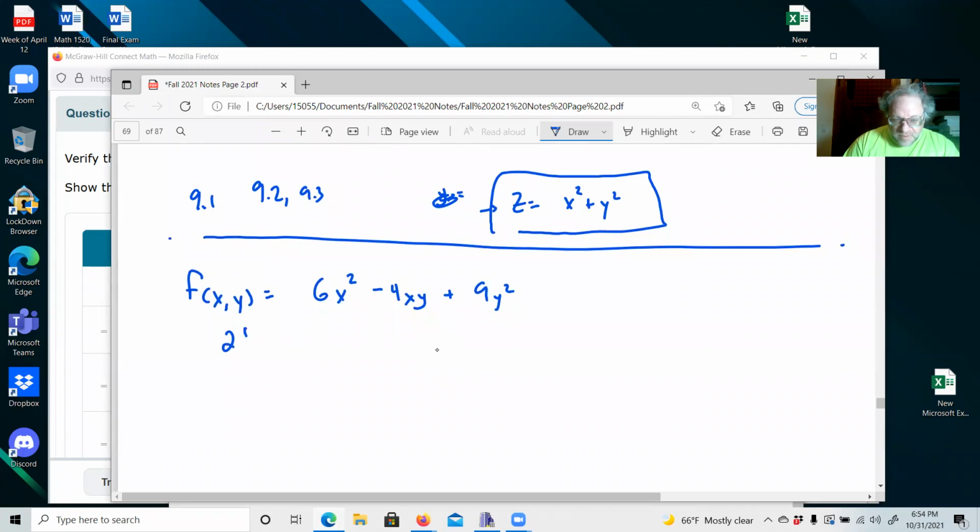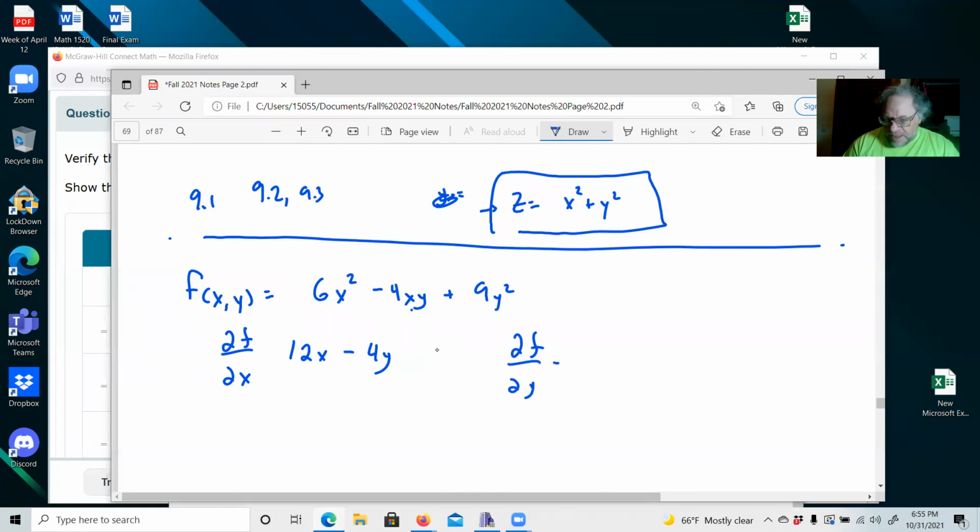Okay, so if I want the partial of f with respect to x, we're going to end up with a 12x minus, now x is the variable, y is a constant, okay? Since y here is a constant and it doesn't have any x terms in it, that's where we are.